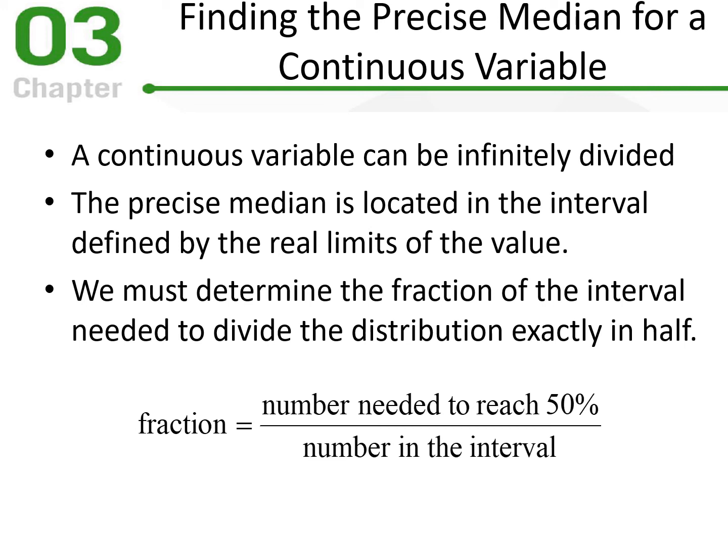So to find the precise median of a continuous variable, we have to look at the actual bin, the actual value that separates the left half and the right half of the curve. And we have to determine how many of the people that scored that particular score we need to put on the left side versus the right side, and compare that to the number of people in that interval. So that sounds very abstract. It's not. I'm going to show you an example.